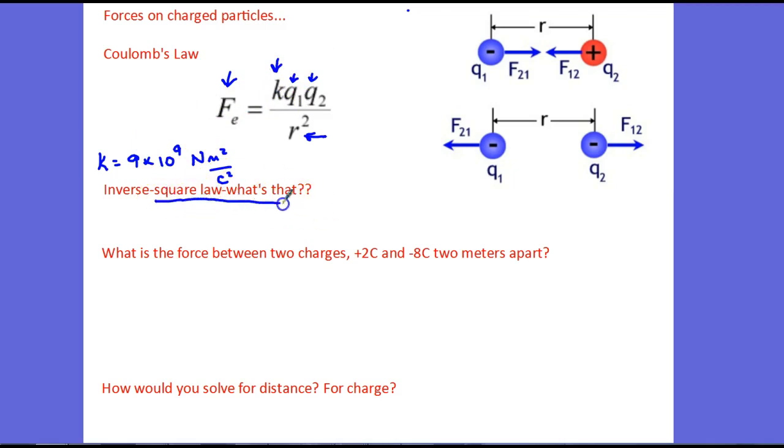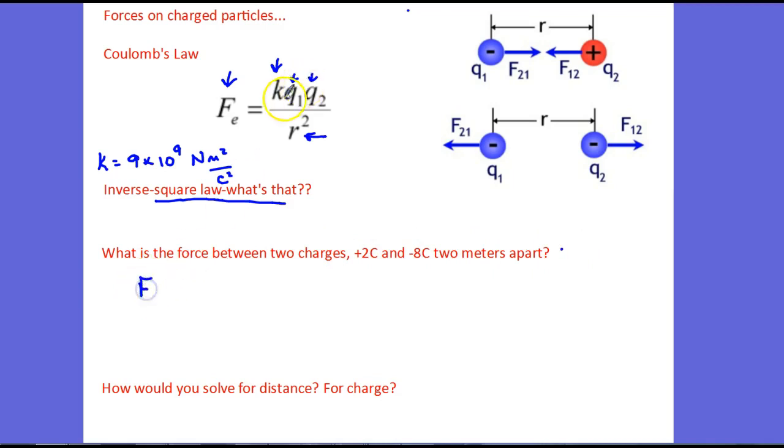This is an inverse square law. It's got the distance squared in the bottom. So if you double the distance between your two charges, you don't reduce the force by half, you reduce it to 1/4 of its value. So, an inverse square. Now, what is the force between these charges? I'm going to set this up, but I may not do the calculation. We'll see.